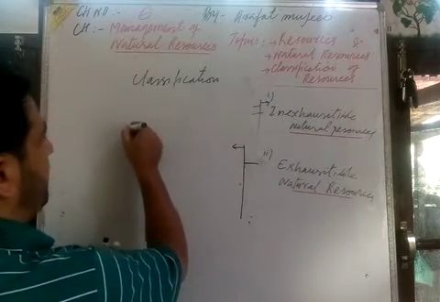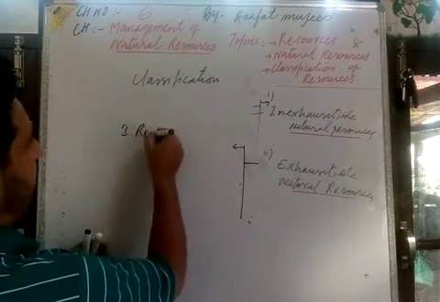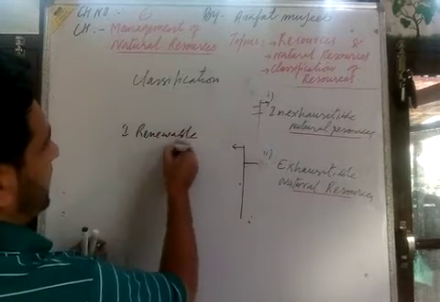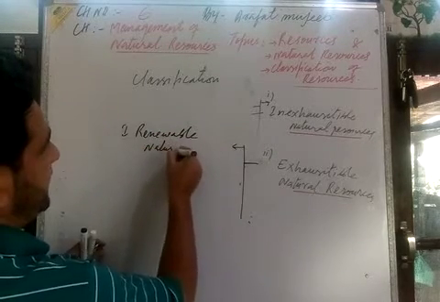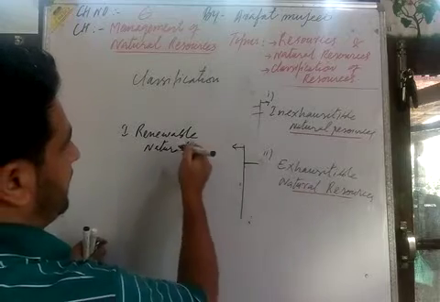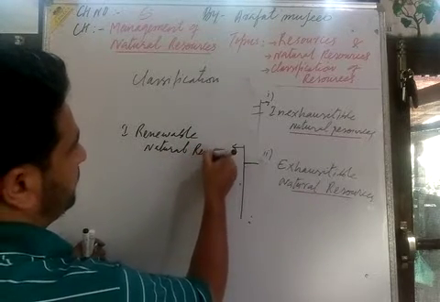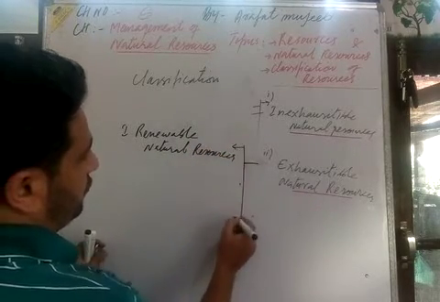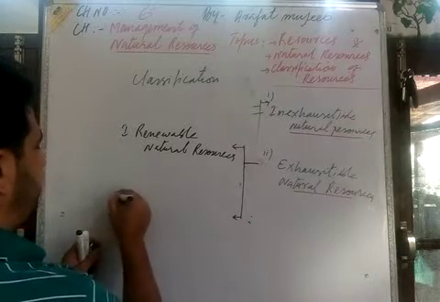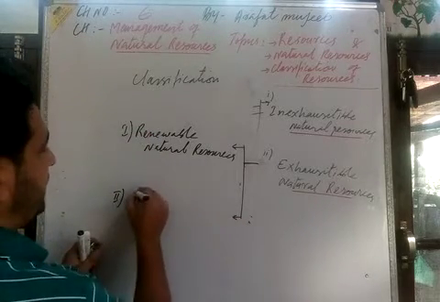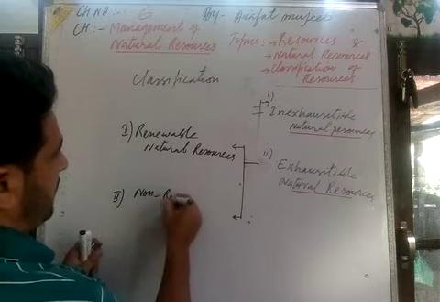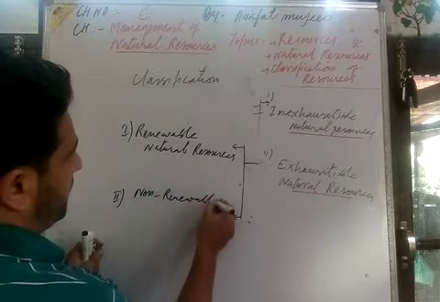One is renewable natural resources. These are the two types of exhaustible resources. The second one is non-renewable natural resources.